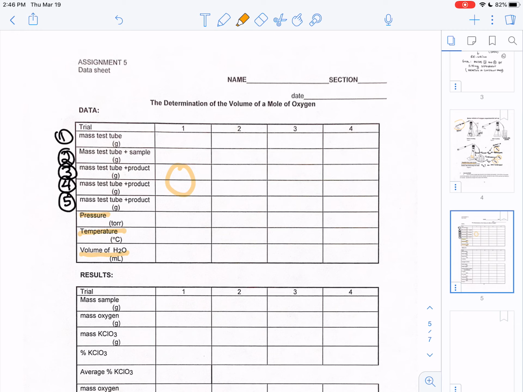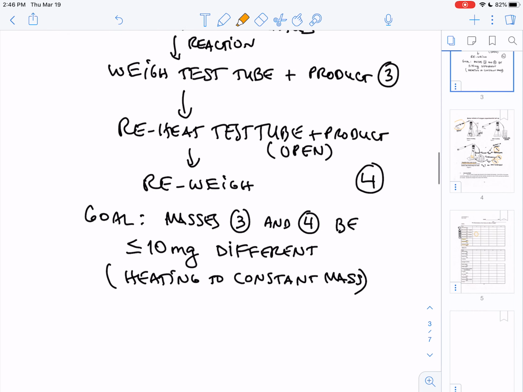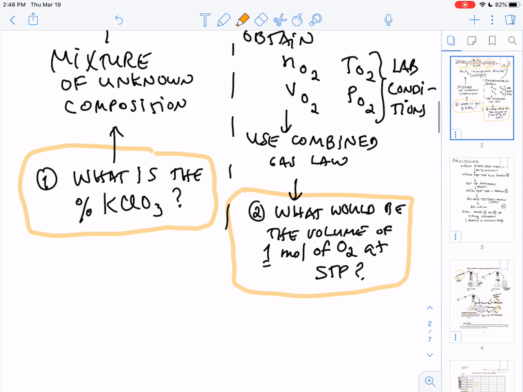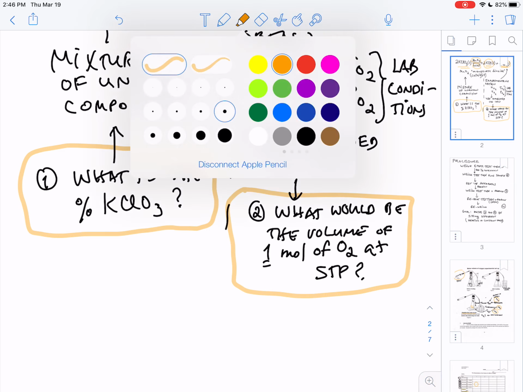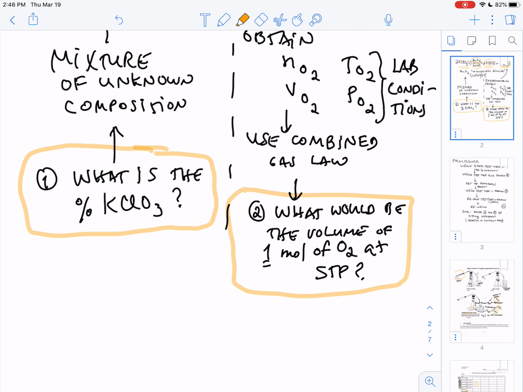Okay? So, in our next video, we're going to walk you through how to set up the apparatus, how to equilibrate the pressure, how to carry out the reaction, and then we will do a third video where we'll walk you through the calculations so we can answer the two questions of this lab, which are, number one, what is the percent of potassium chlorate in our mixture? And number two, can we reproduce this result for the volume of 1 mole of oxygen at STP?